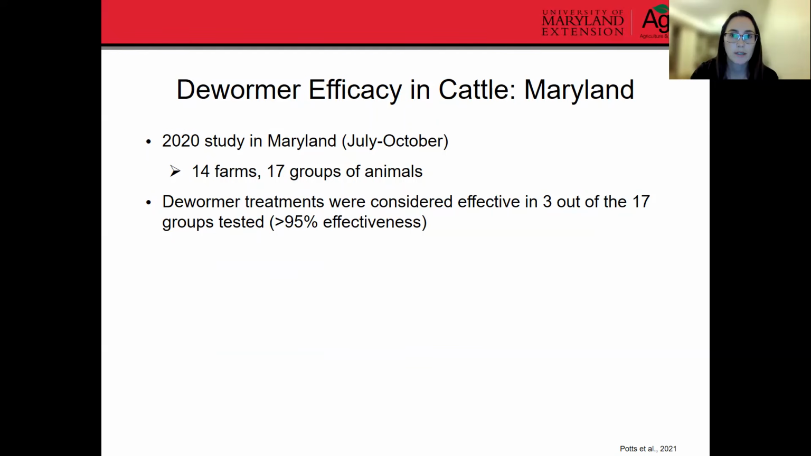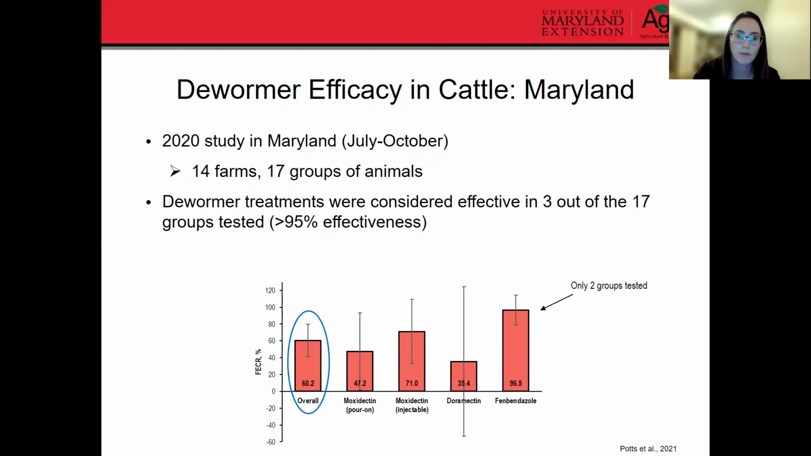I mentioned the study that we did a couple of years ago. Just to give you a little more context, we went to 14 different farms, and we took manure samples from 17 groups of animals, and we tested the efficacy of different dewormers. Only 3 out of the 17 groups of animals that we tested had what we considered a good deworming treatment. Overall, what we saw was only a 60% reduction in egg count, or parasite load, from before versus after deworming treatment, and we considered 95% to be our goal.